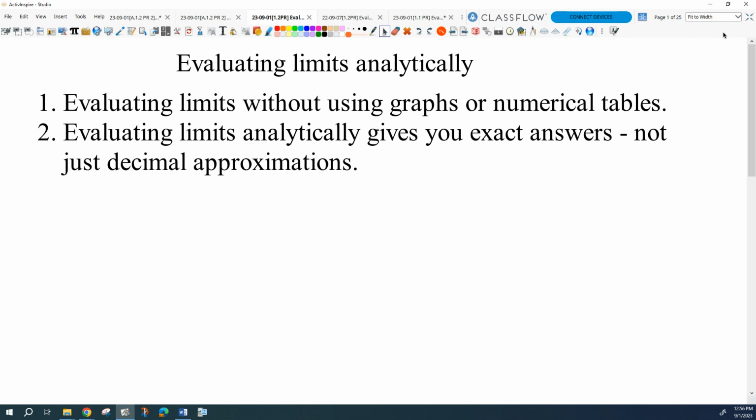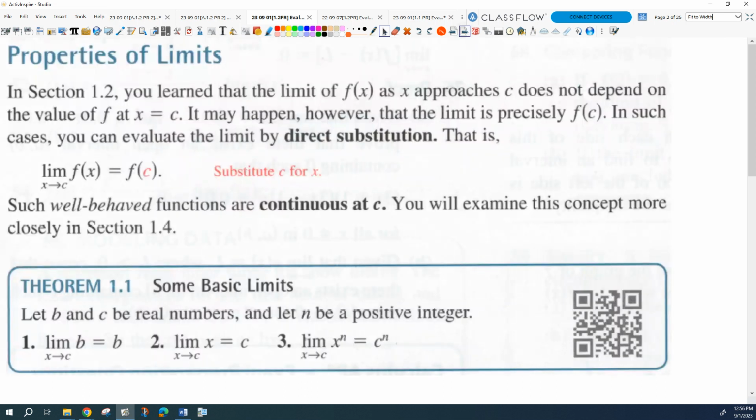To do that, we need to actually do some algebra, right? So we're going to need to learn how to evaluate limits analytically to get exact answers, not just decimal approximations. So let's talk about this a little bit. First of all, we're going to look at some properties of limits. You want to be familiar with these, but they're very intuitive. Once we've talked through them, they'll just make sense, and it's what you would expect to happen.